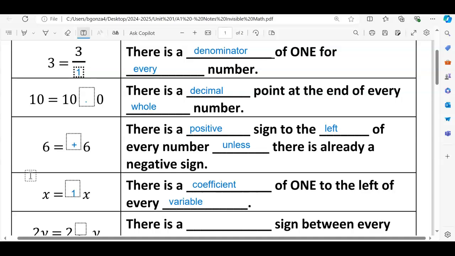Okay. So let me make sure I'm clear on this. X does not equal 1, but x has a 1 in front of it. X is unknown, but there's a 1 in front of it.